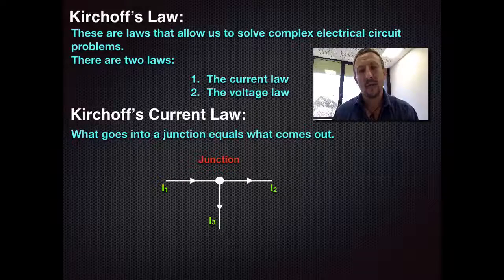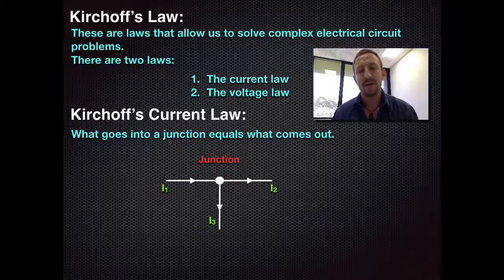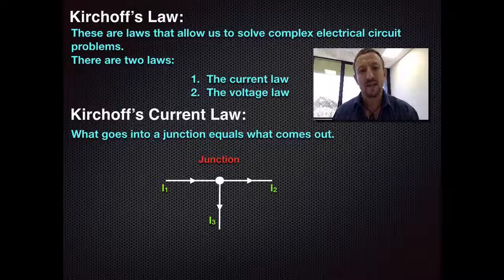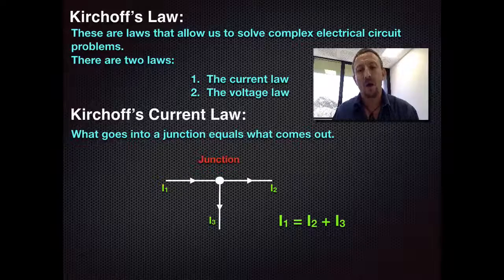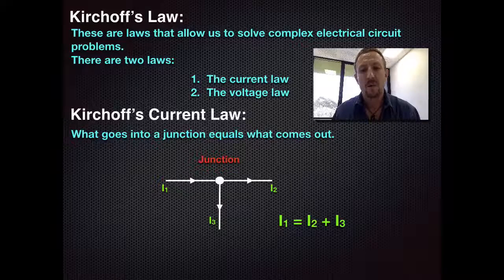But basically what we get is whatever I1 has coming through, when we look at I2 and I3, they will combine together to actually equal I1. And likewise, as they join up, we may have I2 and I3 joining up, and I1 will basically come out as a combination of these. As a result, for the current law, we get an algorithm of I1 equals I2 plus I3. The current coming in equals the two currents coming out added together.